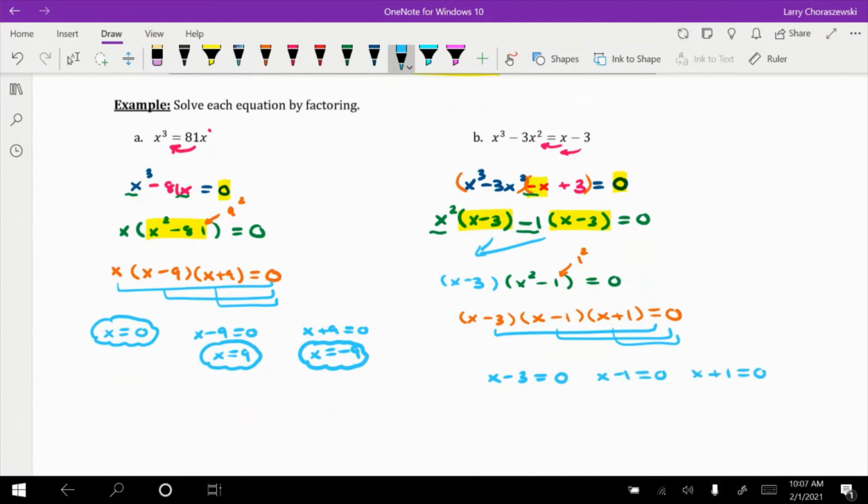We're going to get 3 answers for x. X equals 3, x equals 1, x equals -1. All right, do I have confirmation on these 3 values?